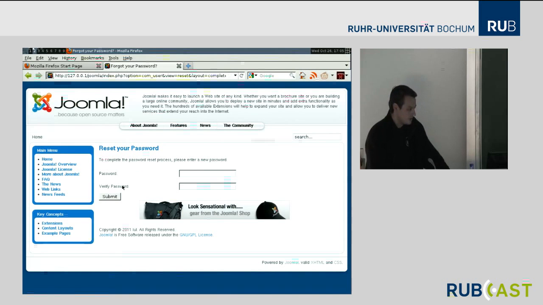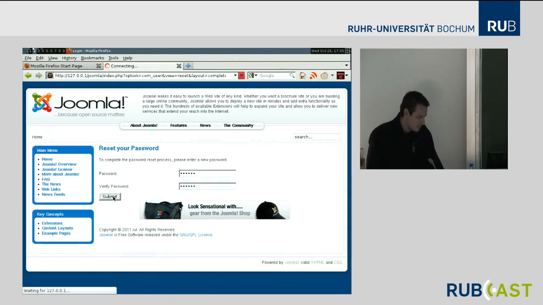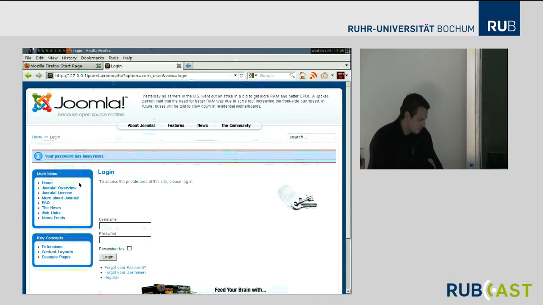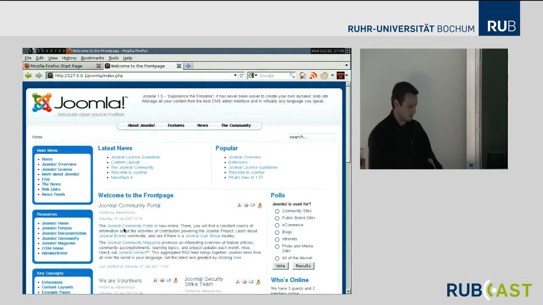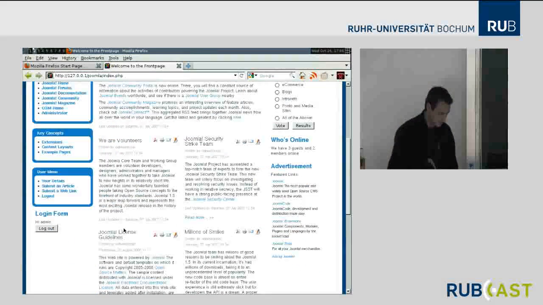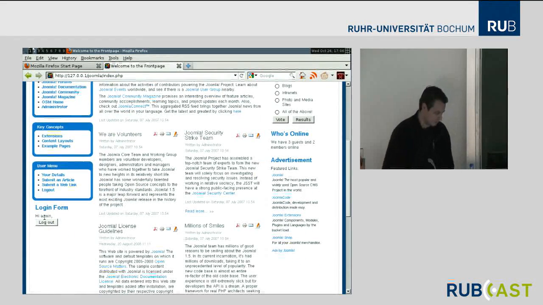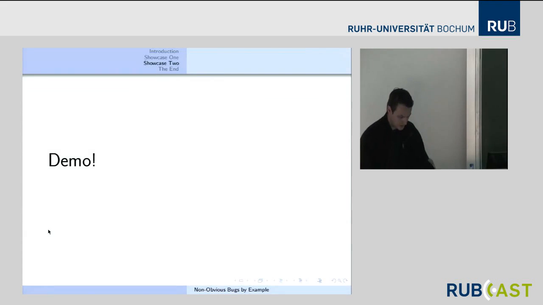Yep. To complete the process, please enter a new password. So I enter my default password, foobar. Oops, sorry. Hope you didn't hear it. Okay, and now we can even try to log in, just to make it complete. Admin and the secret password. And voila, that's it. Now we can safely, hi admin, yep, we can safely overtake the site. Okay, so much for the demo.